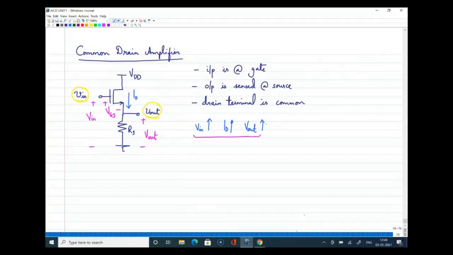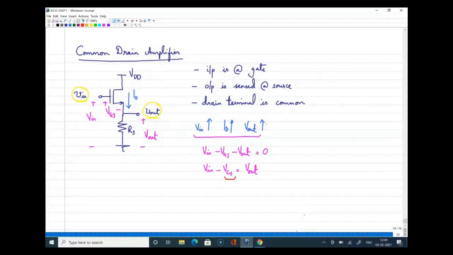If I apply, I can write that V in from here to here minus VGS minus V out is equal to 0, or I can write V in minus VGS is equal to V out, right? Or to be very precise, yeah, very good, Bhuvan, you have written V in is equal to VGS plus V out. That is true, that is right. So what is observed here is, you can always say that your input voltage and output voltage will have a difference of VGS voltage, right?